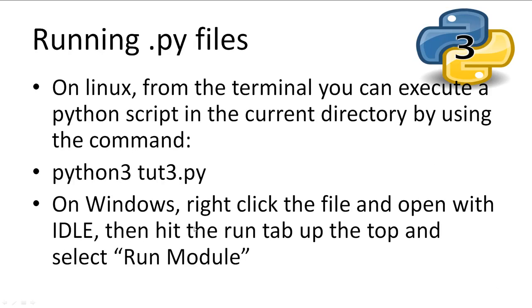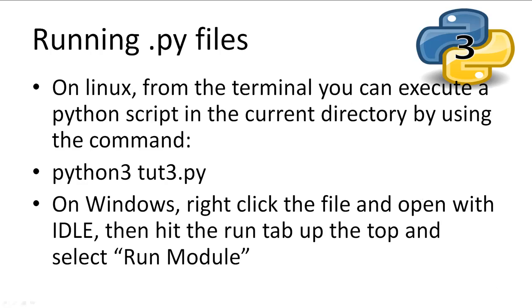Okay, to run Python files on Linux, we just simply type python3 space and then our file name that we want to execute, and it will run our program. If you're on Windows, right click on your file and hit open in IDLE. Then up the top you can hit the run and then select run module, or you can just type the file name in the command line.